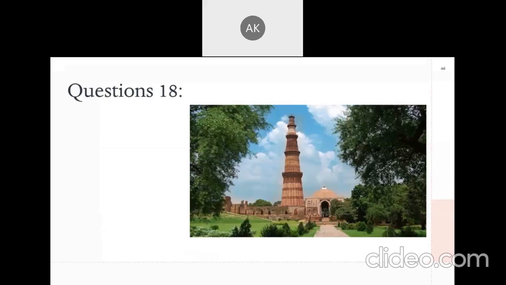Okay, question number 18. Identify this one. Very easy. Pratik, can you identify this one? This structure?